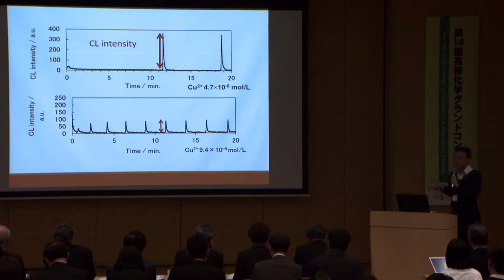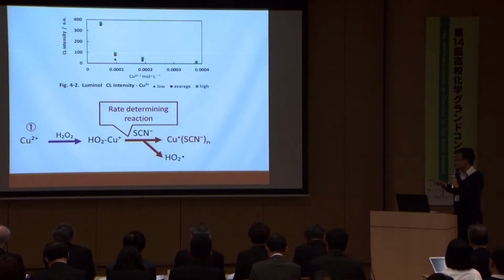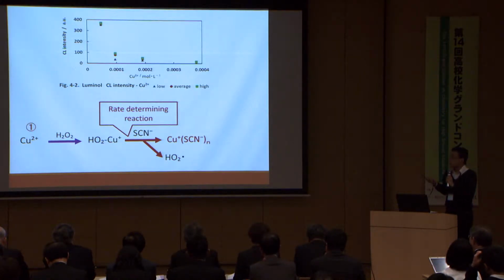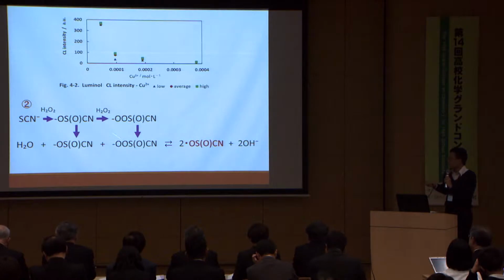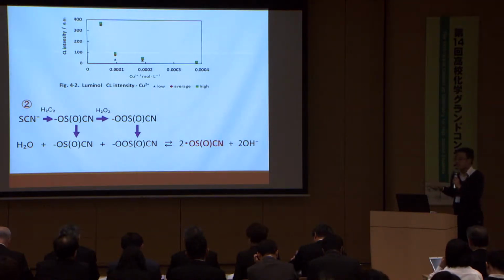Next we measured the chemiluminescence intensity and plotted it on the graph. As you can see, as the concentration increases, the intensity has decreased. When the concentration increases, the oscillation period decreases. So in the gap between the strong chemiluminescence, this radical will be generated, but this radical won't be generated enough if the oscillation period is short. So that's why the chemiluminescence intensity has decreased.